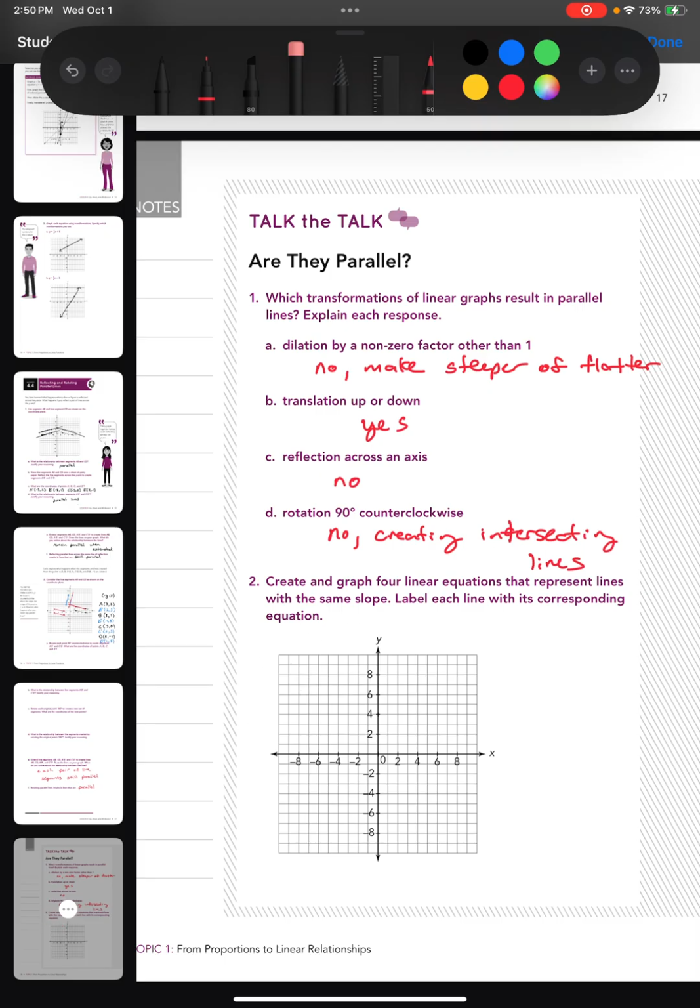All right, and then on your own, you can come up with some graphs for question 2. A lot of this is your ability to come up with your own. It's not necessarily a right or wrong answer. As long as it fits the criteria, you are good. So it says create and graph 4 linear equations that represent lines with the same slope and label each line with its corresponding equation. So you just want to come up with 4 linear equations, same slope, and 4 different y-intercepts so that you have 4 parallel lines.